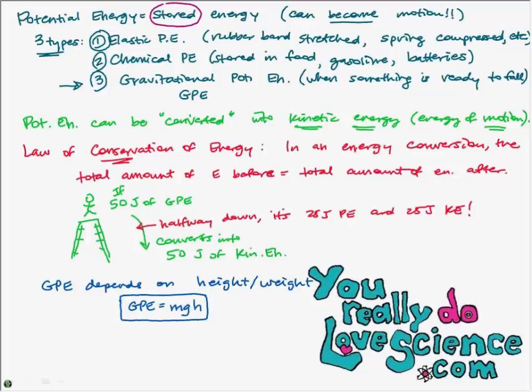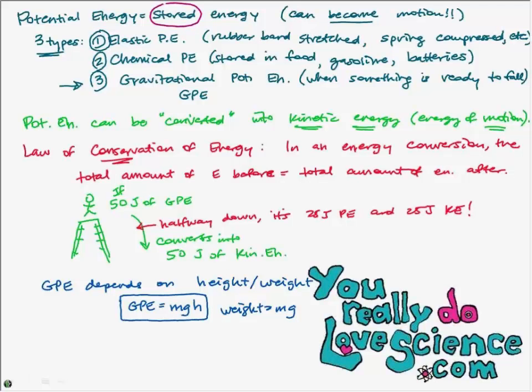Usually in these problems, they're not going to give you the weight, they're going to give you the mass. You just have to remember to multiply the mass in kilograms by 9.80 meters per second squared, which is g. So the weight equals mass times 9.80. Okay, I got that part.